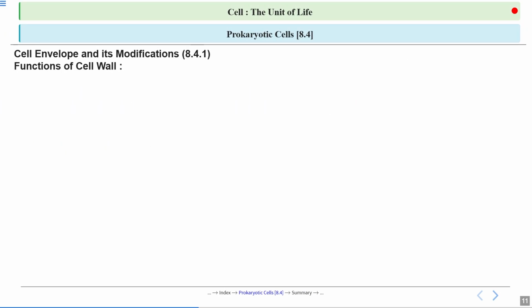Clear? Now let's talk about the functions of the cell wall. First of all, what is the first function? It protects against osmotic lysis. Now what do you mean by that? Lysis means breakdown.